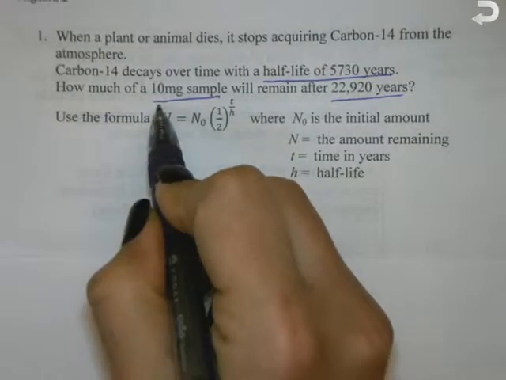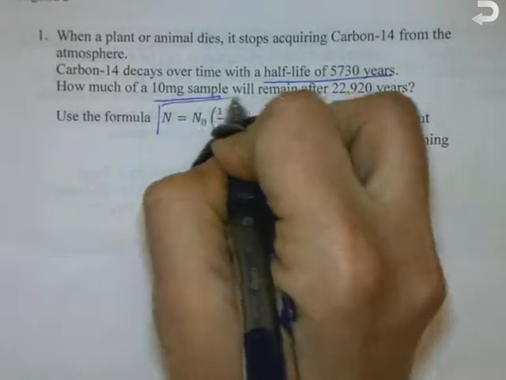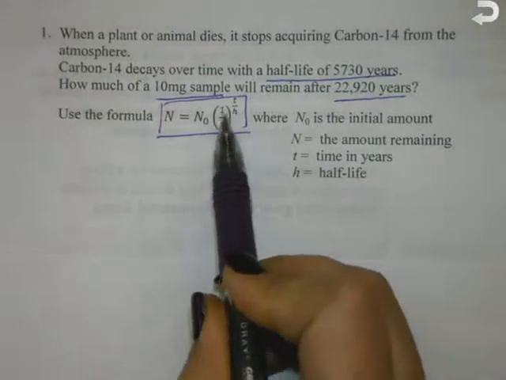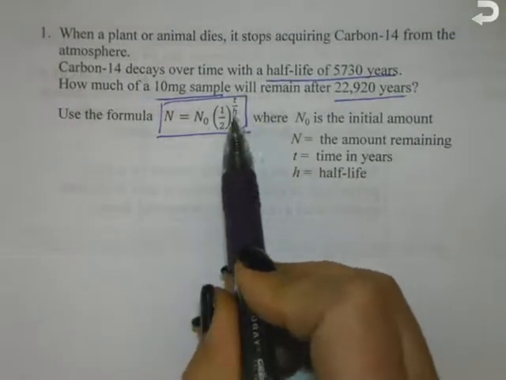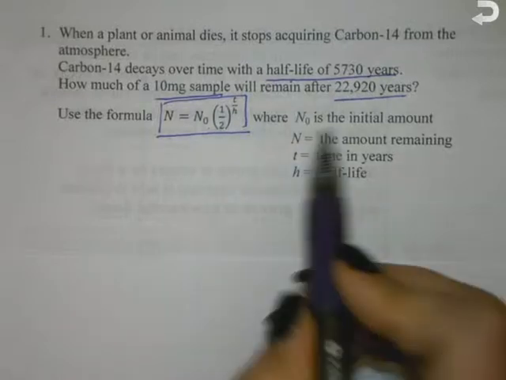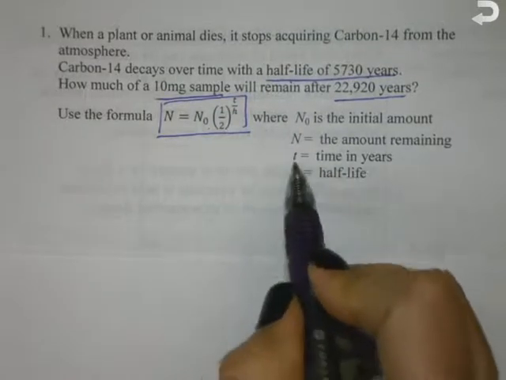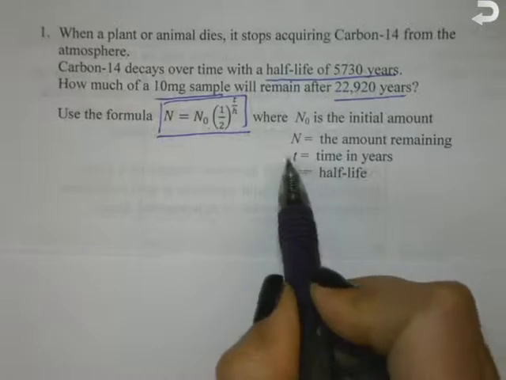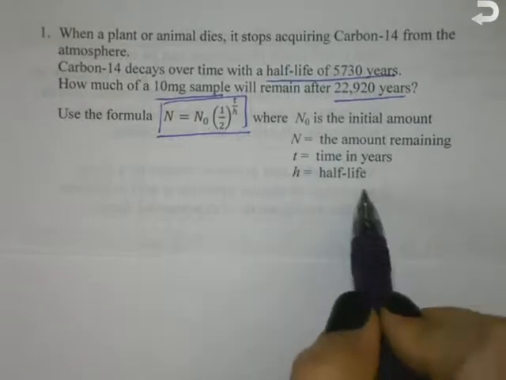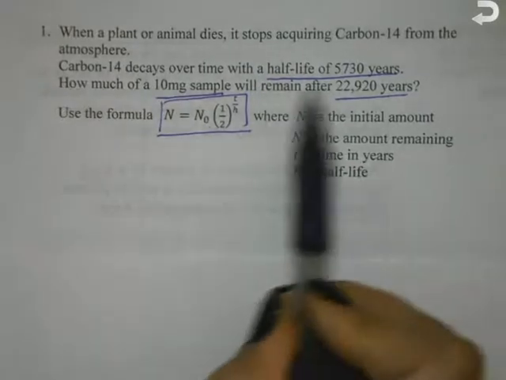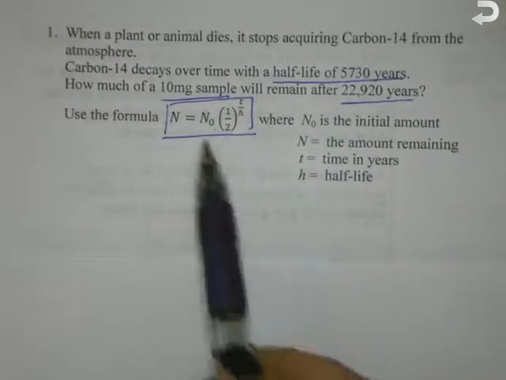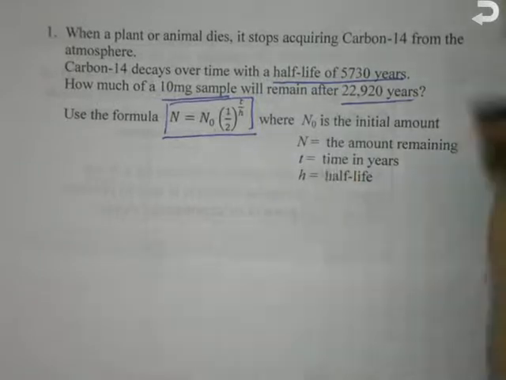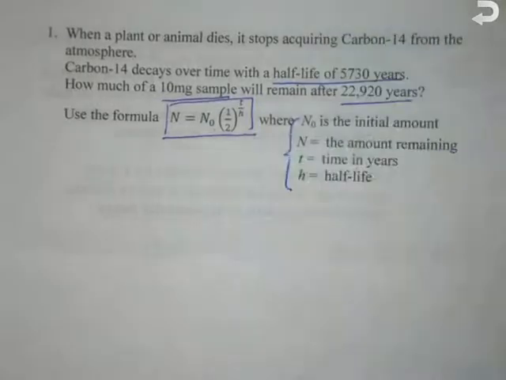Here is the formula. N equals N sub 0 times 1/2 to the power of T over H, and then I tell you what everything means. N sub 0 is the initial amount. N equals the amount remaining, so what you end up with. T is the time in years, and H is your half-life. So write down your different values. Write down the actual equation or the formula, and write down what everything means so that you know what you're plugging in. Okay?